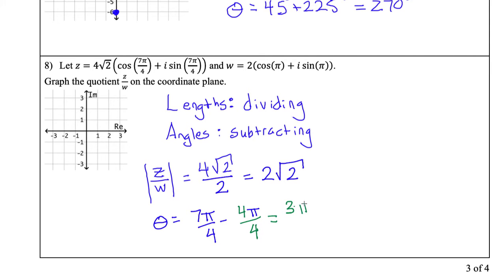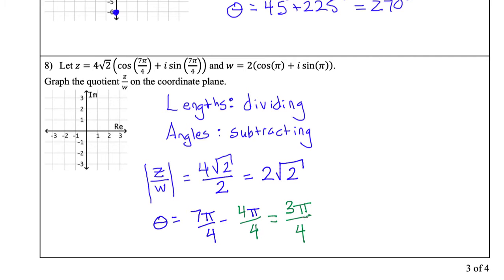3 pi over 4. Where does 3 pi over 4 exist? Point to it. Where's 3 pi over 4? If I'm looking at the board, 3 pi over 4 is right here. What type of special right triangle would that be? It's a 45, 45, 90.